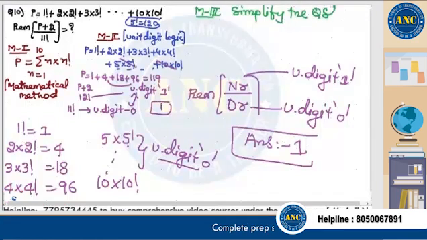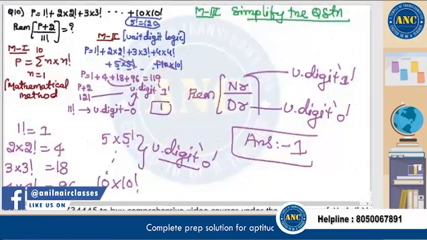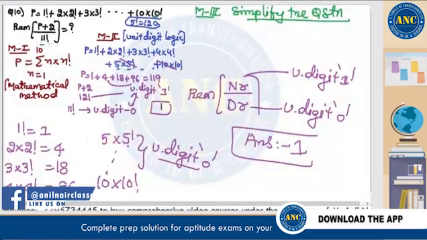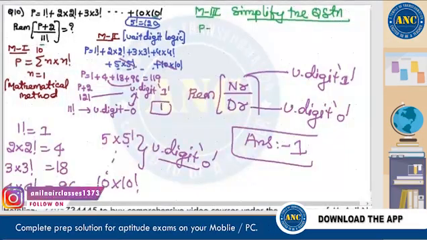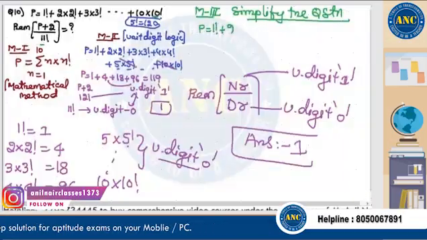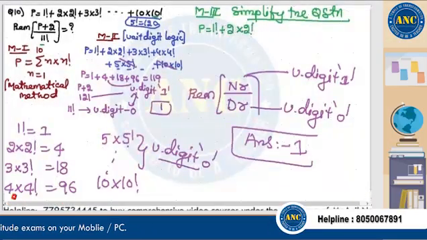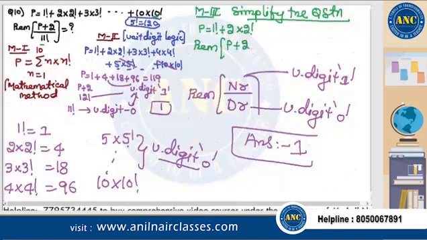Method 3, simplify the problem. Simplify the question. This is till 10 factorial, remainder is 11 factorial. So I am simplifying it to a smaller value. P is 1 factorial plus 2 into 2 factorial. Remainder when P plus 2 is divided by 3 factorial.